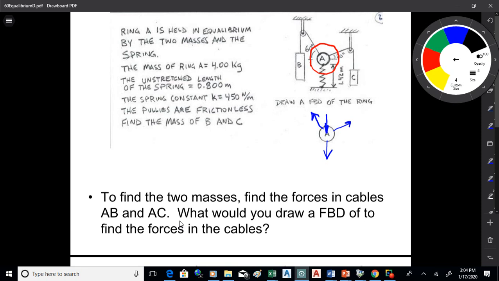So a key part of this is to understand that the forces in the cable will equal the weights that are being hung there, B and C. And then once you know the weights, you can find the masses. So this is page 244. Okay, so that's the thinking on that. If you can find the forces in the cables, you can figure out what the mass at B and the mass at C are.